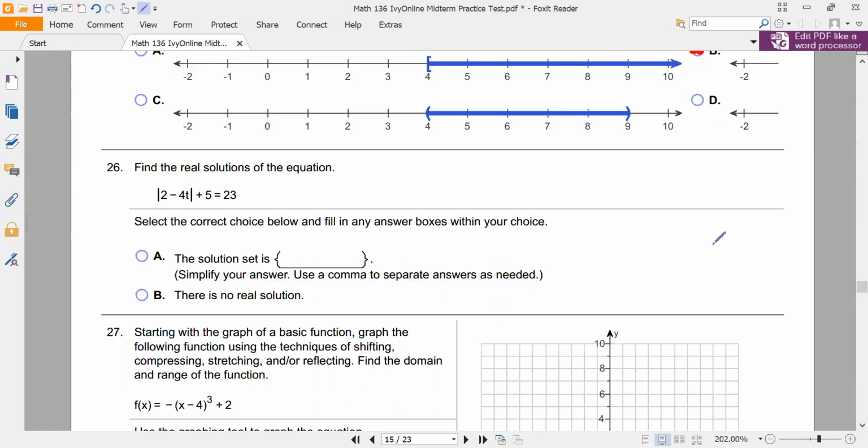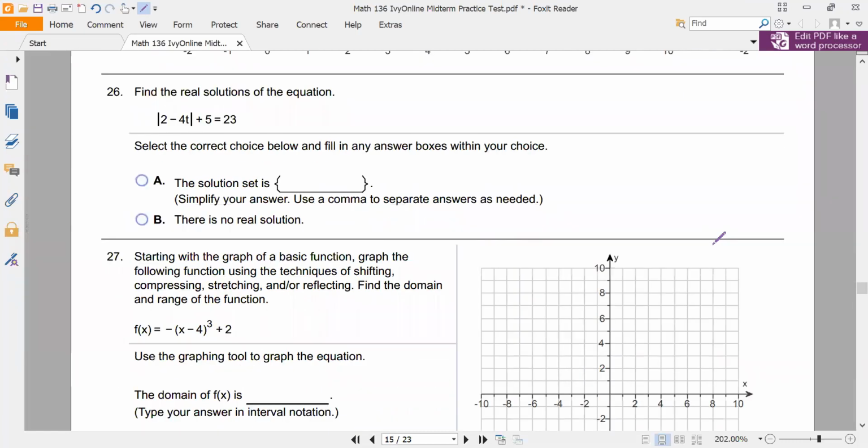Okay, so number 26 is to find the real solutions of the equation. So we need to isolate this absolute value. That's our first step. So 2 minus 4t equals 23 minus 5, so that's going to be 18.